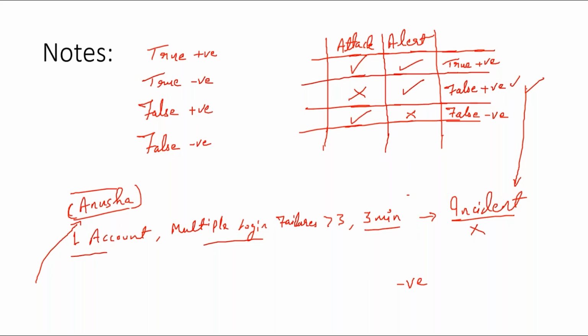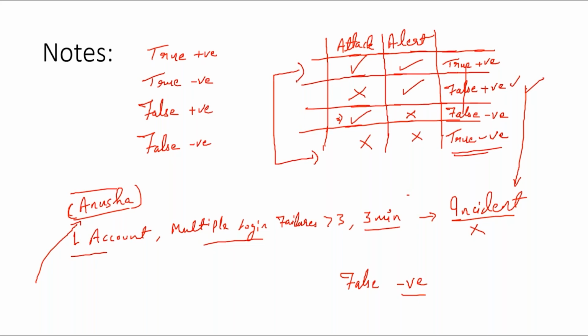Now, when the alert said negative, that no attack is going on, but in reality, the attack is going on, that makes this negative true or false? False, right? I hope this makes sense now. Alert said negative that no attack is going on. And in reality also, there was no attack going on. That means the information given by the alert is true. So this becomes true negative. Clear?